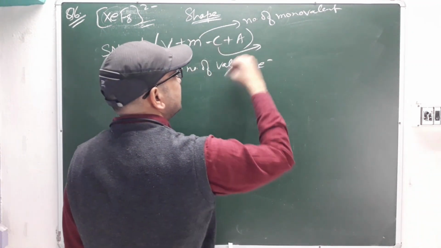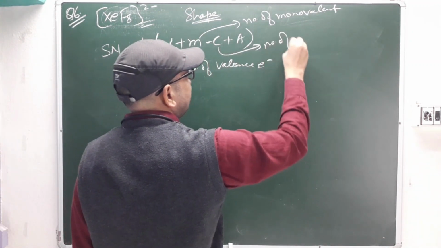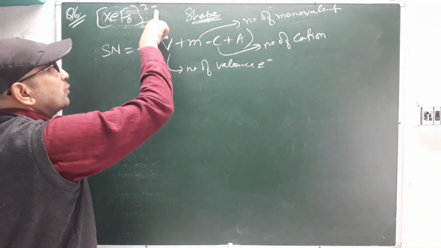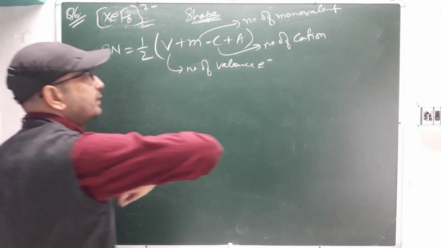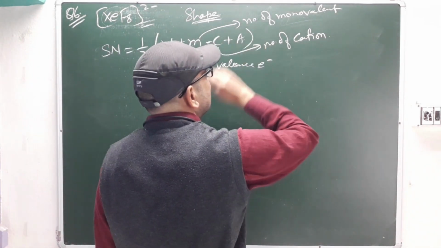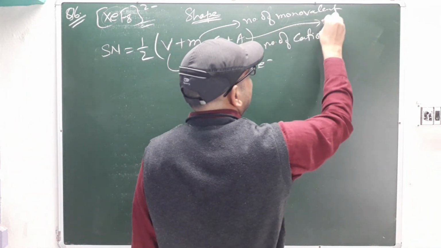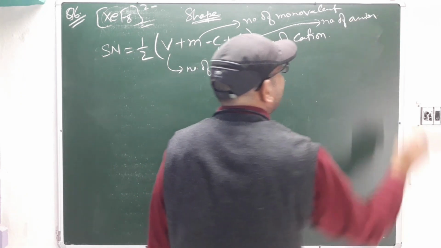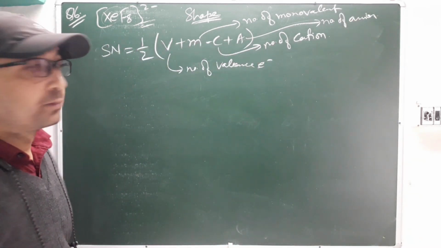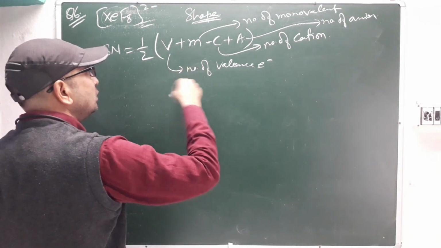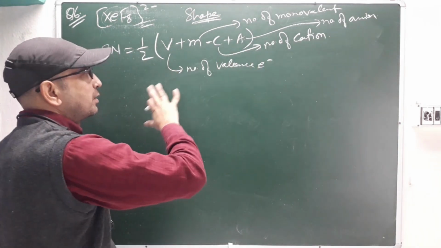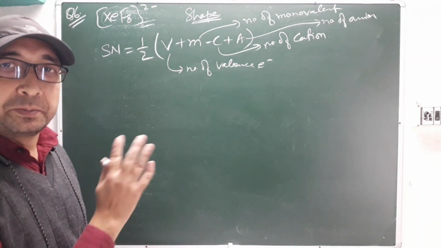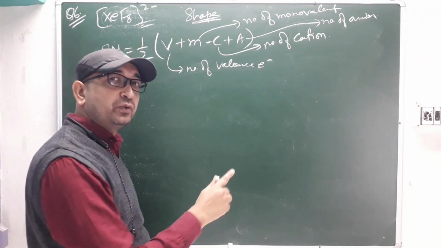Now see, what is the C? Number of cations overall on the molecule, right? Here we have an anion, correct? So we are not going to write that one. Now A. What is A? Number of anions over the molecule, right? Now this is the formula for steric number. Whatever steric number you are getting, just apply it to your previous slide. The geometry you will get.